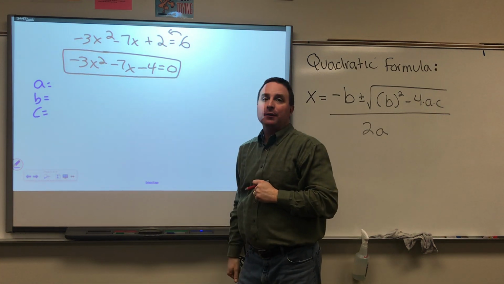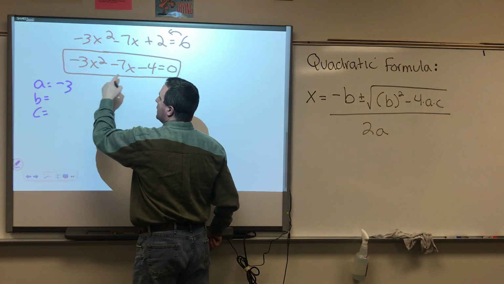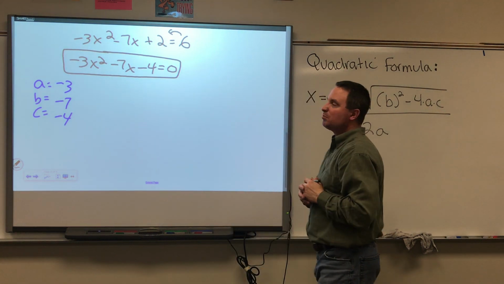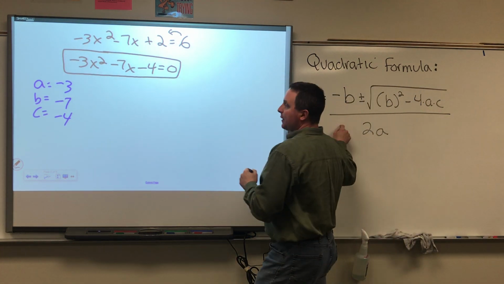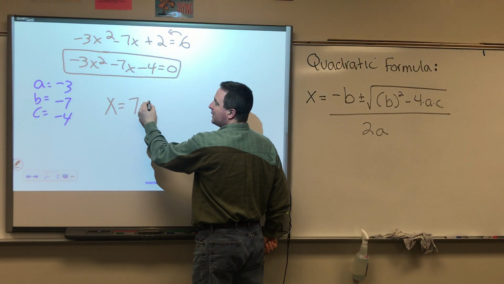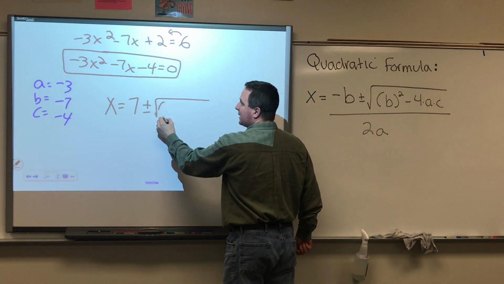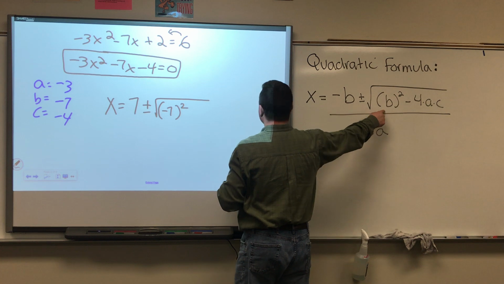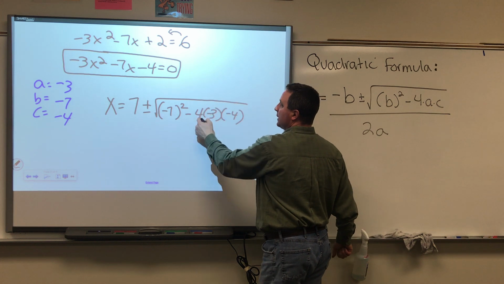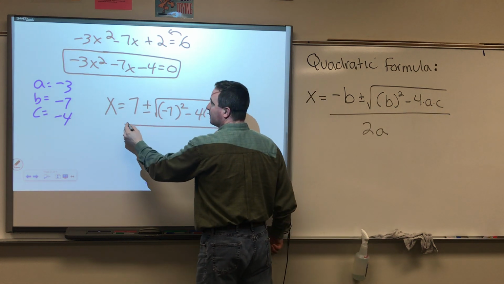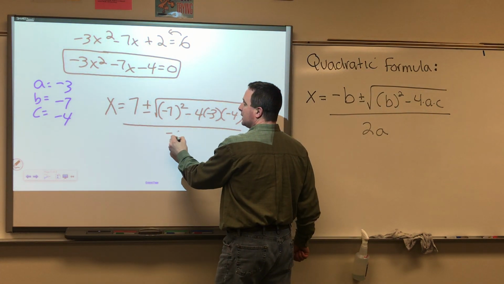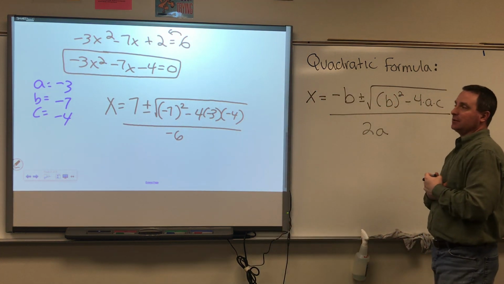Before I begin, let's identify a, b, and c. The number in front of the x squared, a, is negative 3, b is negative 7, and c is negative 4. And it's okay if those coefficients are negatives. That's perfectly fine. All right, let's try the formula. X equals the opposite of b. The opposite of negative 7 is positive 7, plus or minus the square root of negative 7 squared, b squared, minus 4 times negative 3 times negative 4. That's 4 times a times c, all over 2a. And 2 times a, 2 times negative 3, is negative 6. I oftentimes do that little multiplication.